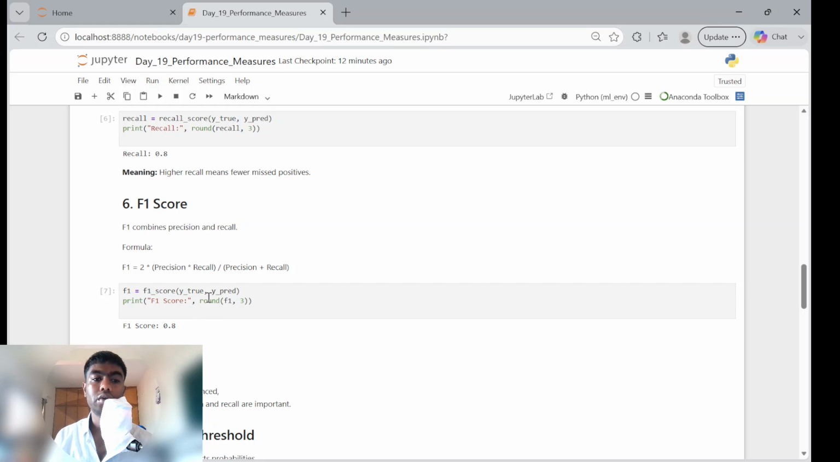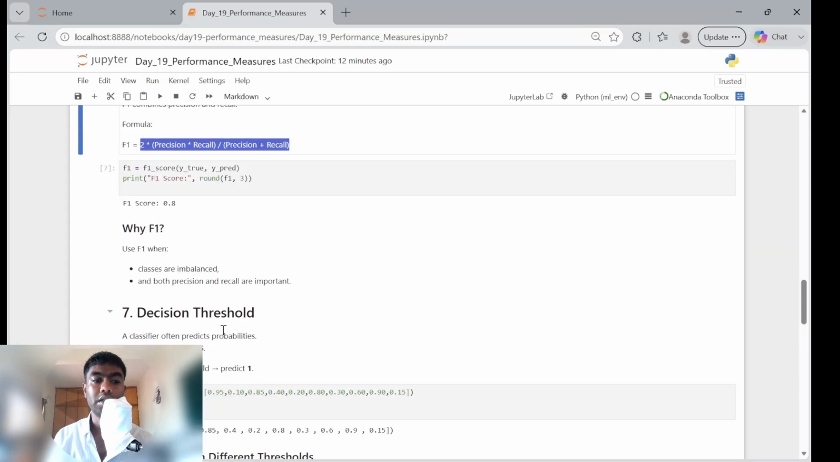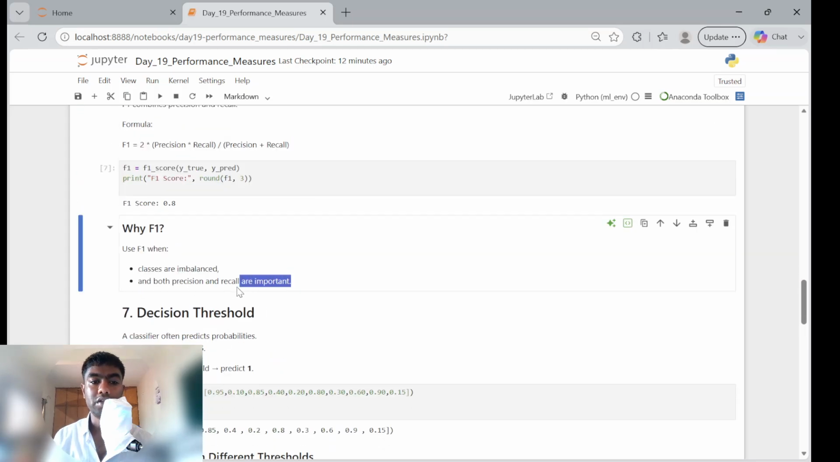The F1 score is slightly tricky. So it's something like this, right? Know that the F1 score is very useful, and it gives both precision and recall in a single formula.